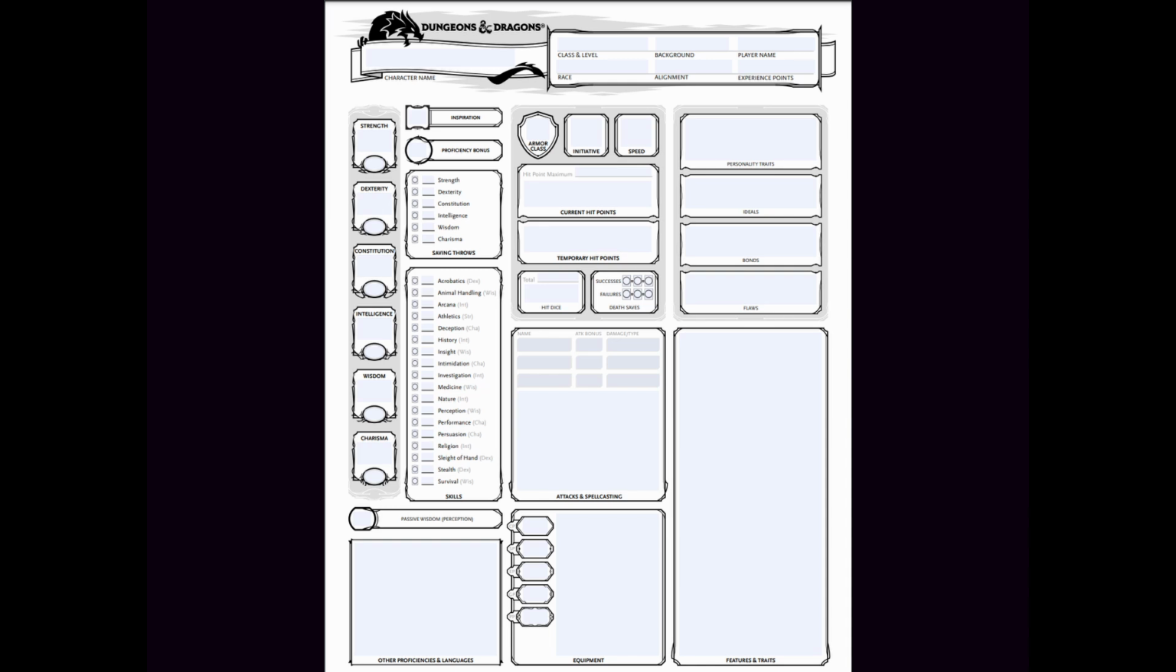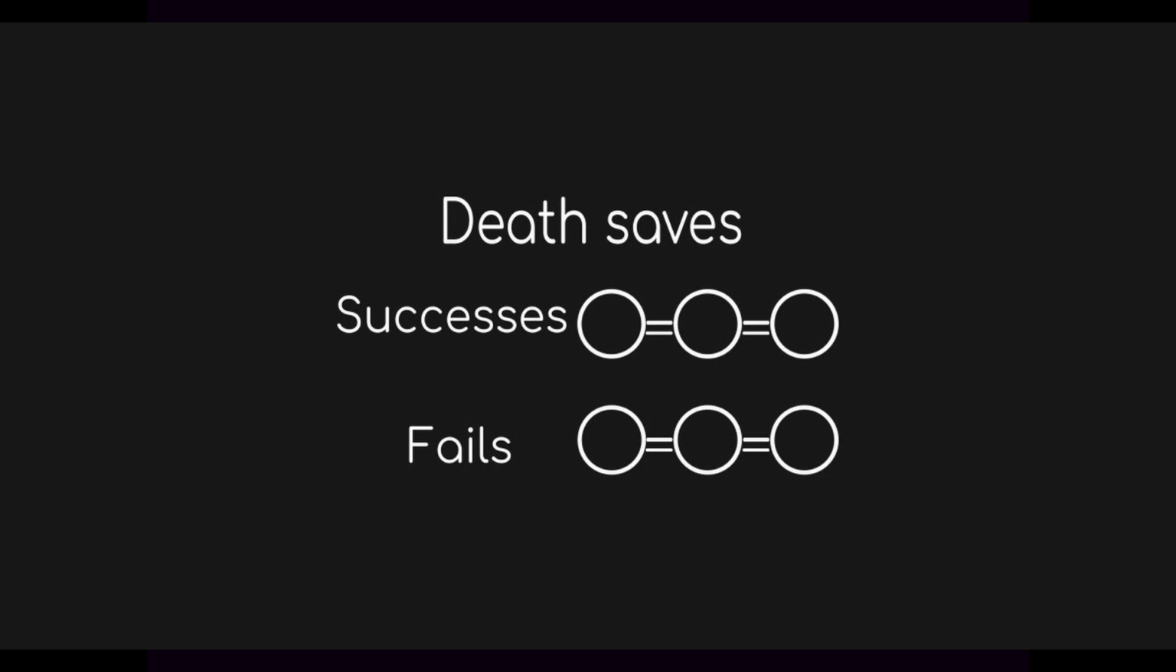In combat, when your character drops to 0 HP, on your next turn, you'll roll a d20 as part of a death save. Death saving throws work as follows. A 10 or above when rolling a d20 is a success. A 9 or below is a failure. If you roll 3 successes, your character is now stable.